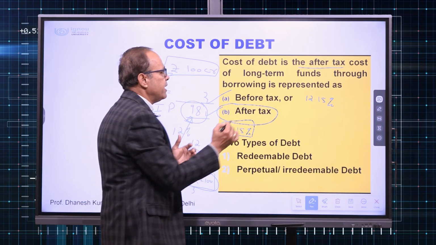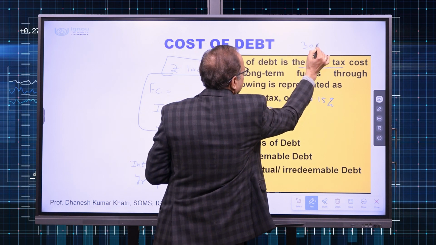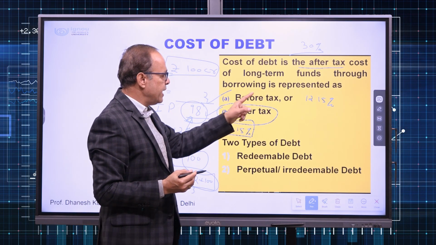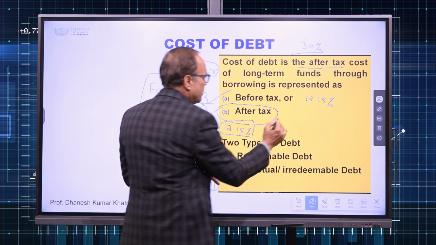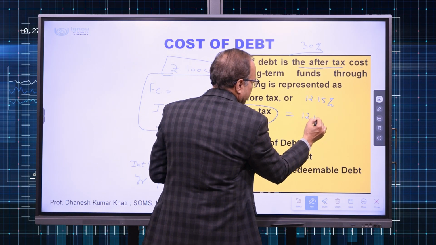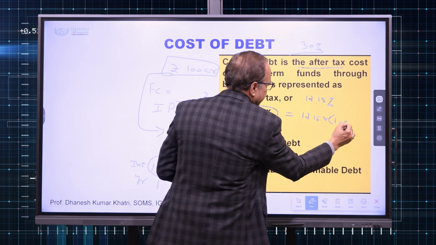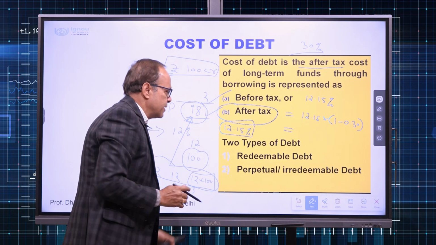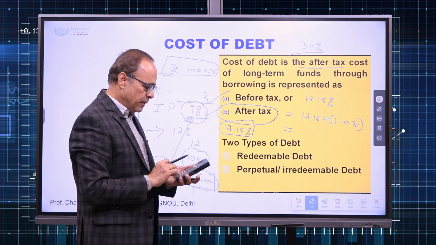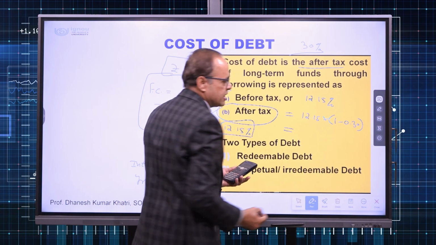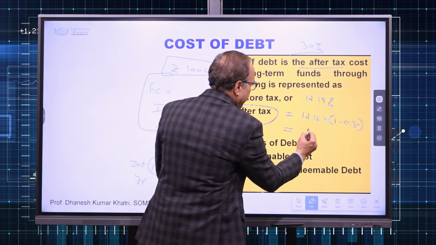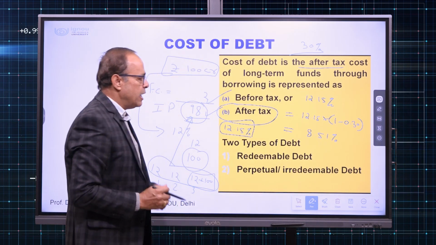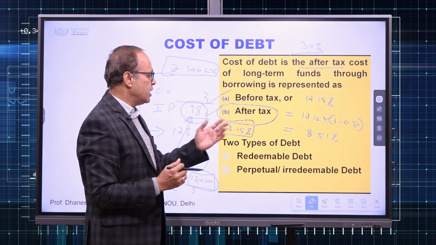Then further let us assume the company is paying 30% tax on its income, because every company is liable to pay taxes. So how do we convert that before tax cost into after tax cost? It will be simply the before tax cost of 12.15 multiplied with 1 minus tax rate. The formula will come in the subsequent slide also. So now how much do we get? 12.15 multiplied with 0.7, that is 1 minus 0.3 becomes 0.7. So we get 8.51%. It means we can say the after tax cost of this bond or debenture is 8.51%.